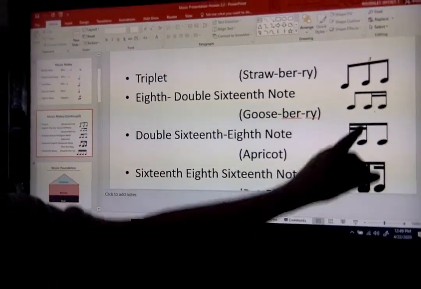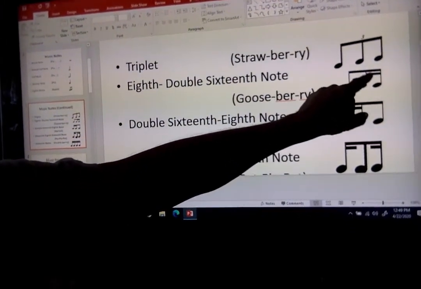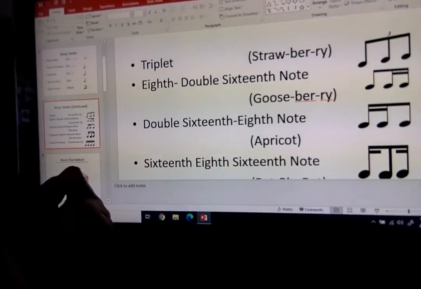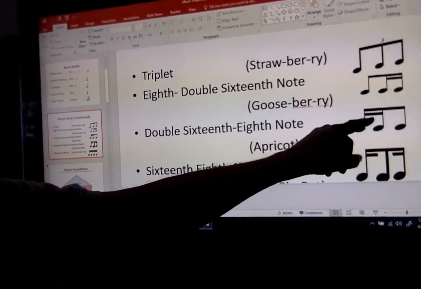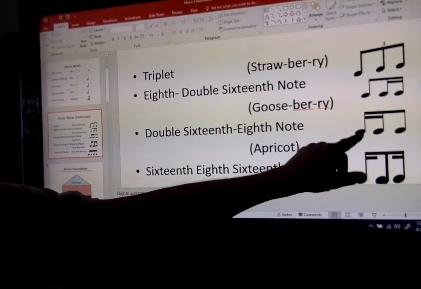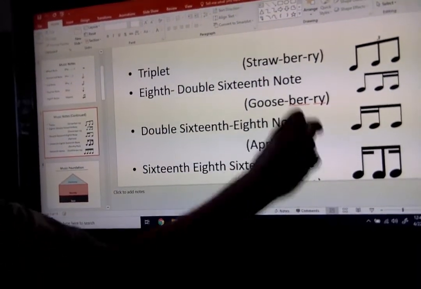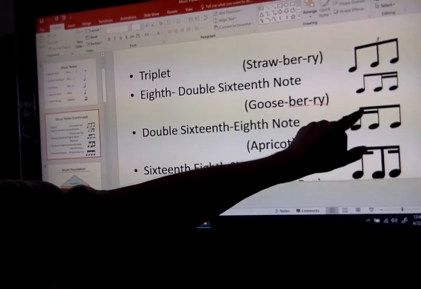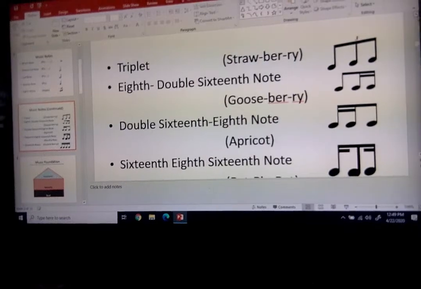Now, if I put a second beam, there's a beam there and a second beam. This is gooseberry: a longer sound and 2 short sounds. The 2 beams mean these short notes will be shorter sounding. So it's gooseberry, bum, bum, bum. If I take this second beam and put it over here, now I've got short, short, long: apricot, apricot, bum, bum, bum, like that. These are actually 16th notes, these 2 with 2 beams, and that's an 8th note.